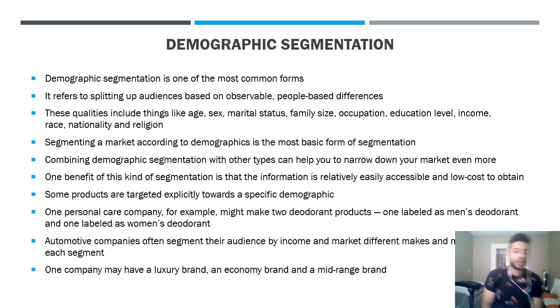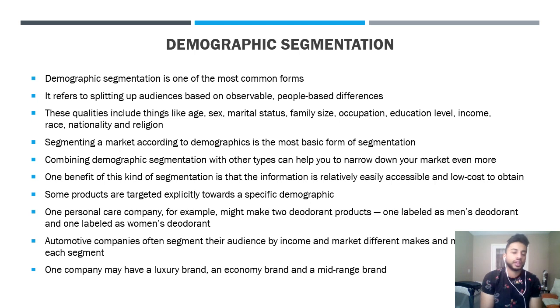One personal care company, for example, might make two deodorant products, one labeled as men's deodorant and one labeled as women's deodorant, right? It's very easy because you're just basing it off sex. So you're making antiperspirant deodorant for men, and then you're also making it for women. That's how they segment their market.